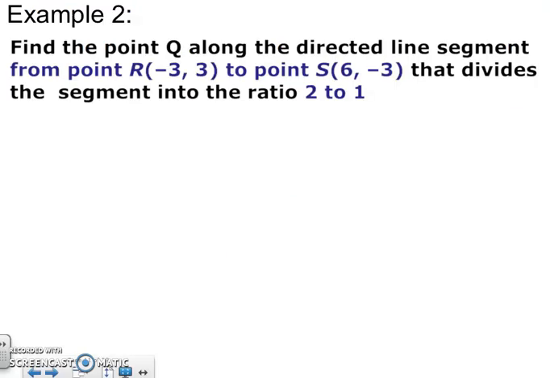Alright, so in this video, remember, we're learning how to partition a line segment. So I'm going to go over 2 more examples, and then I'll allow you guys to try some on your own. So again, you're going to find the point Q along the directed line segment from point R to point S that divides the segment in the ratio of 2 to 1.